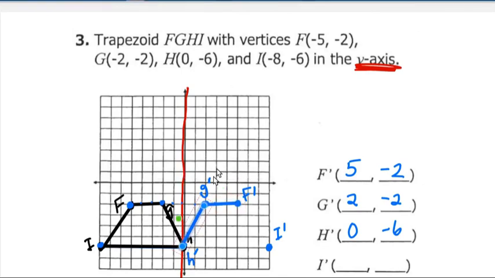Let's connect up our points. I forgot to put my coordinates for I prime, so we'll do that next. I prime was 8, -6. Right, so if you'd like, you can move on and we can do the next example, or you can pause here and work on numbers 2 and 4. That's your practice for the night. If you'd like to work on them now, you can work on them now, or we'll move on to number 5 next.